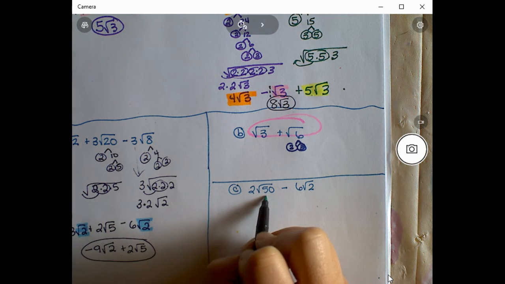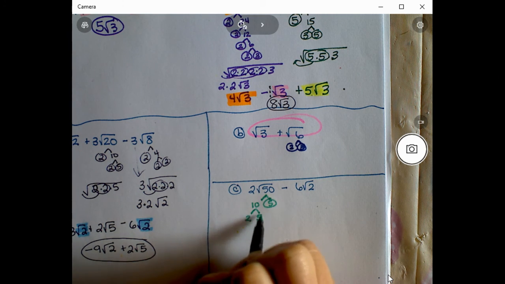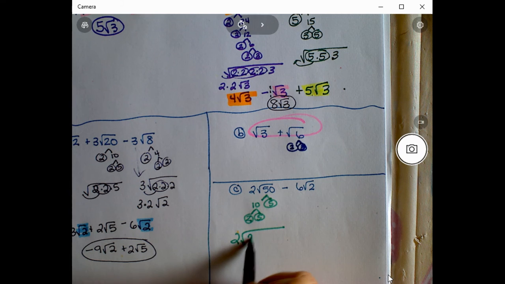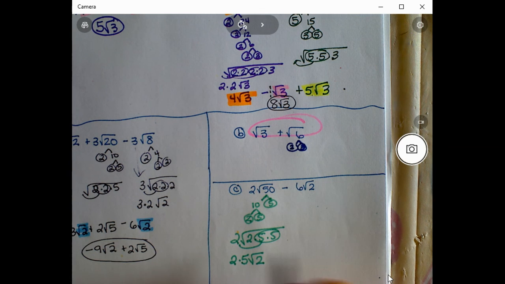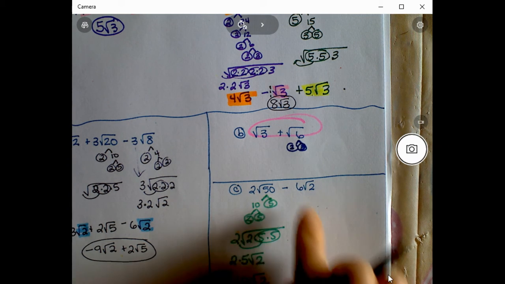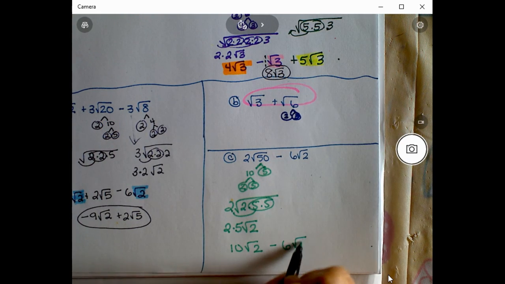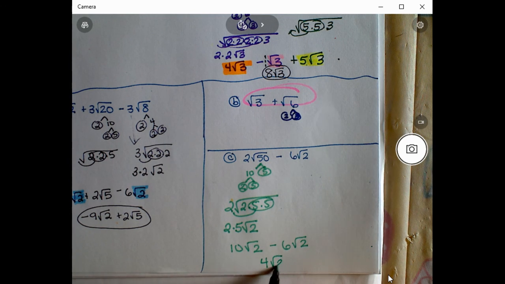Can we simplify the square root of 50? Yes. That could be 10 and 5, 2 and 5. And remember this 2 here. And the factors, 2 times 5 times 5. If there are 2 of the same, they can go out front. So we're going to bring down that 2 and a 5. And we have the square root of 2 left inside. So this part simplifies to 10 root 2. 6 root 2 is already simplified. So negative 6 root 2, just like that. And then 10 minus 6 is 4 root 2. And that is how you add and subtract radicals.